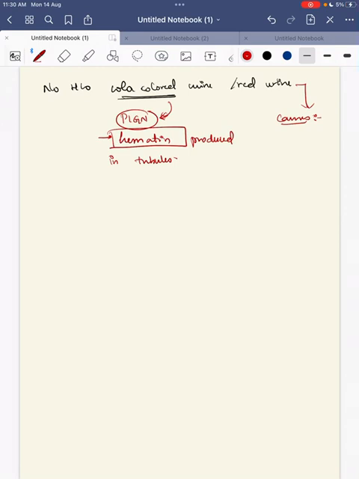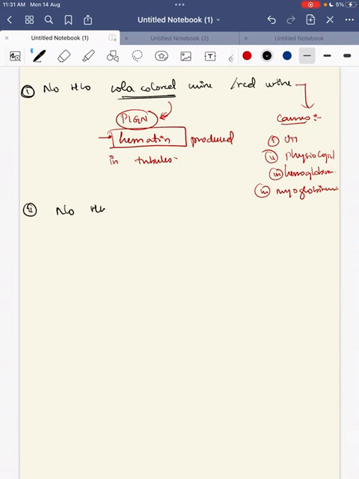Next, what are the causes of red urine, that is hematuria? The causes can be cystitis, that is lower urinary tract infection, urethritis, or it can be physiological, or it can be due to hemoglobinuria or myoglobinuria. Okay, so these are the causes of hematuria. So this is the first negative history you are going to tell.